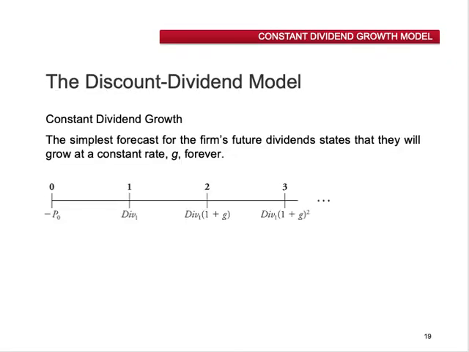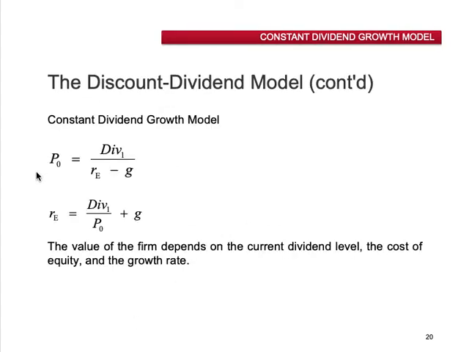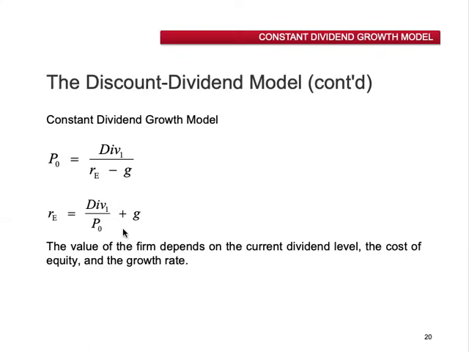The constant dividend growth model assumes that dividends grow at a constant expected rate, which we call G. In that case, G is also the expected capital gain rate. The growth is captured in the following equation. The price of the stock depends on the current dividend level, the cost of equity, and the growth rate. And in this equation, we have broken down the cost of equity into dividend yield plus G, and G stands for capital gain rate.